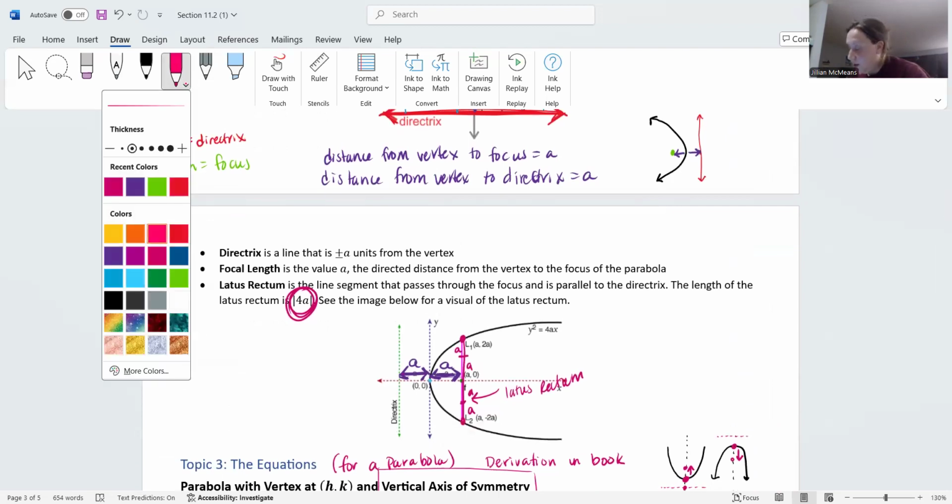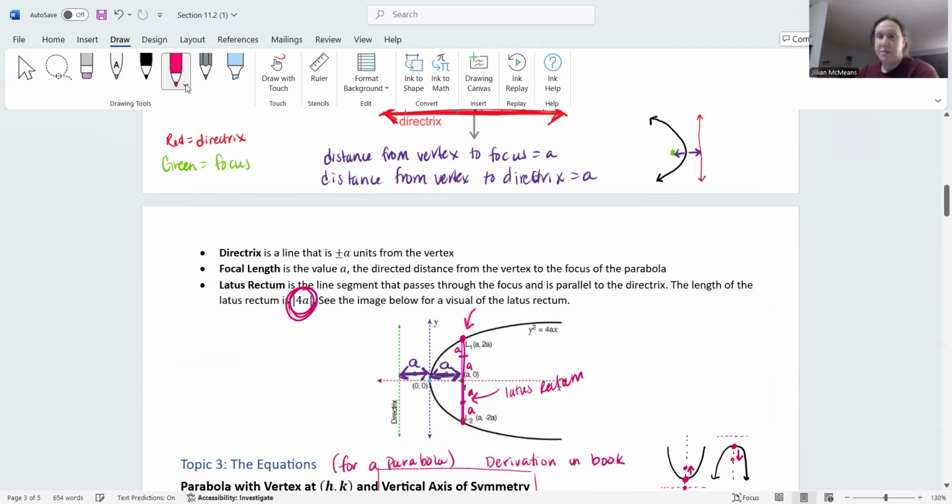Now, really quickly before we get into that, remember from way up here, this right here was the latus rectum, that line segment that goes from this point right here to this point right here. And I told you the distance from this point to this point is the absolute value of 4 times whatever a is. So keep that in mind as we go down here.